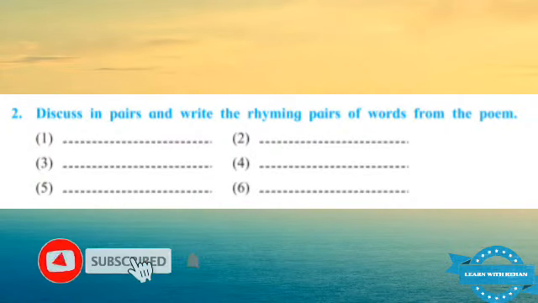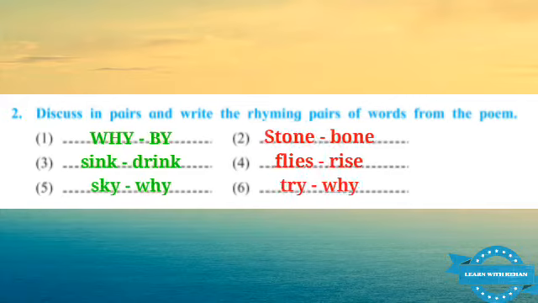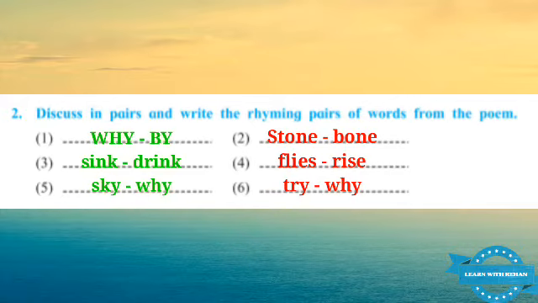Question number 2. Discuss in pairs and write the rhyming pairs of the words from the poem. Number 1. Why, buy; sink, drink; sky, why; stone, bone; flies, rides; try, why.